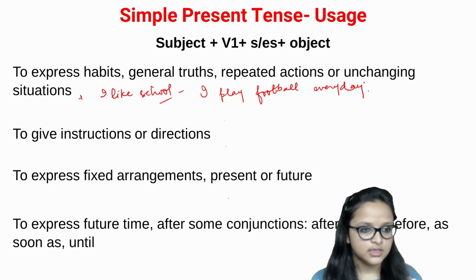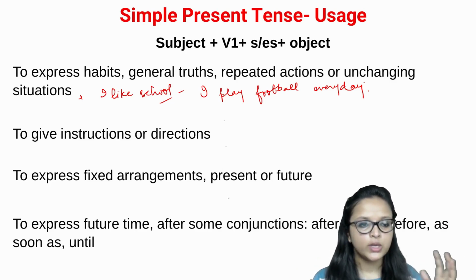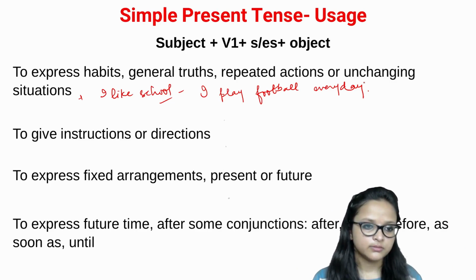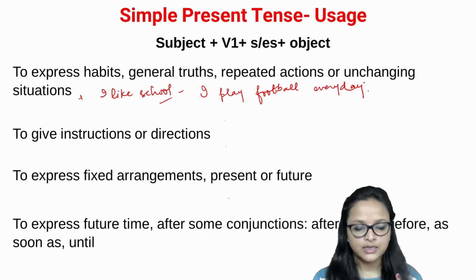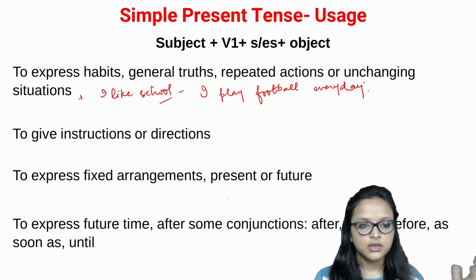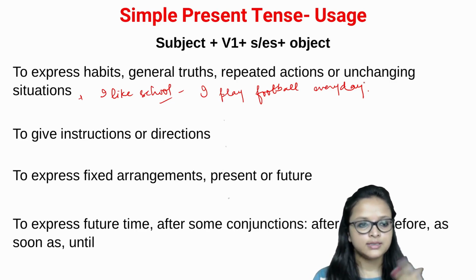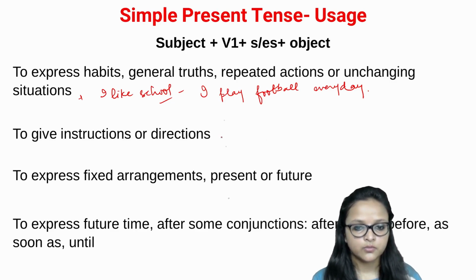And unchanging situations. The situations we cannot change. Okay, like the earth revolves around the sun. The moon is the natural satellite of the earth. These are unchanging situations. And to give instructions and directions, like go left and take a U-turn.